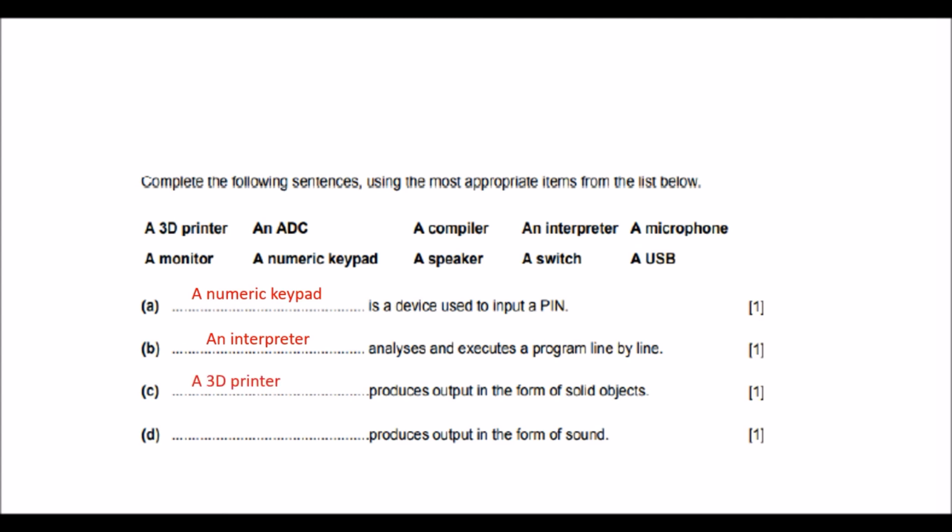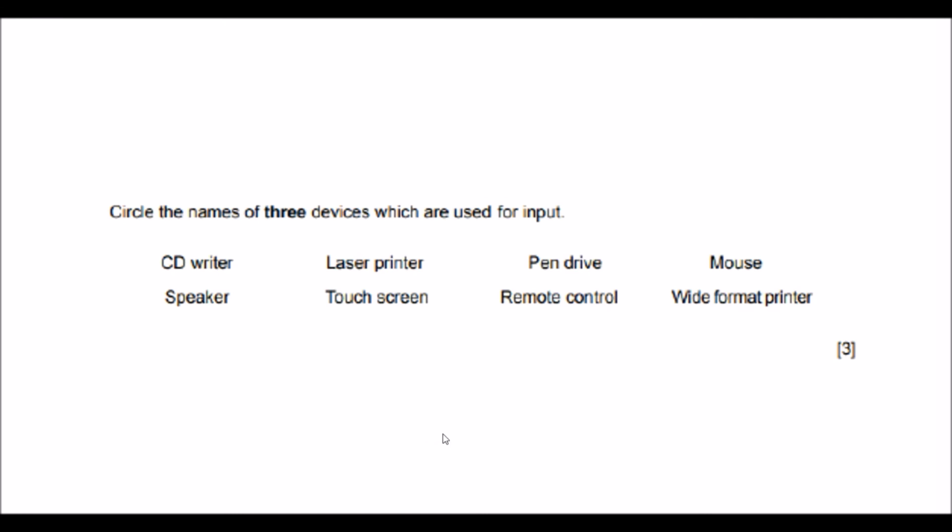And the next one is a 3D printer. We said that is a kind of printer which we use to print solid objects, all right? It's a 3D printer. And this one produces output in the form of sound. They don't say input. If it were input, that would be a microphone. But this one says output in the form of sound, so definitely this one will be a speaker. So take note of that.